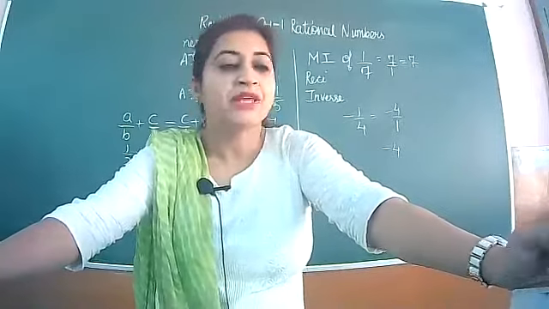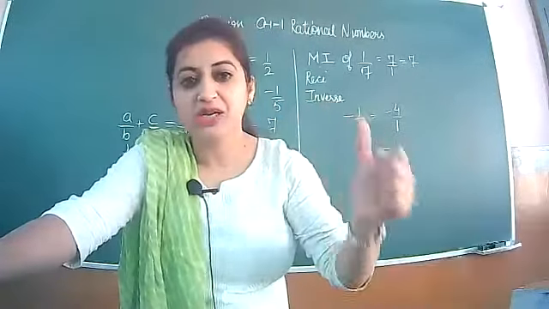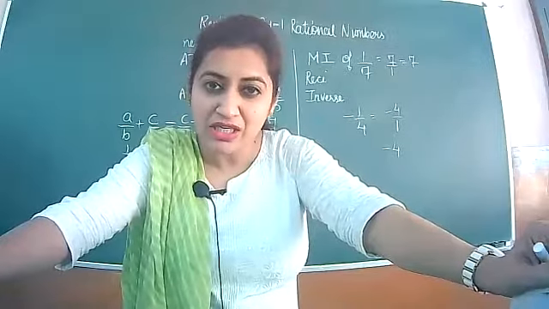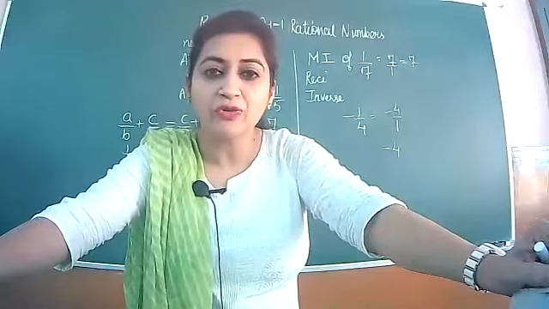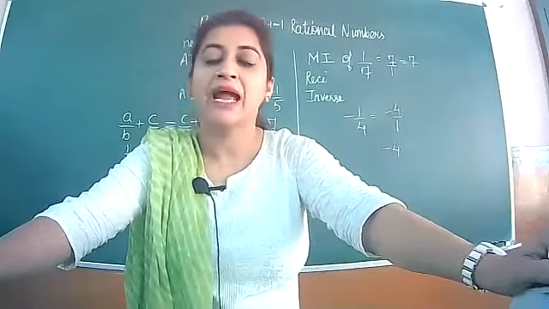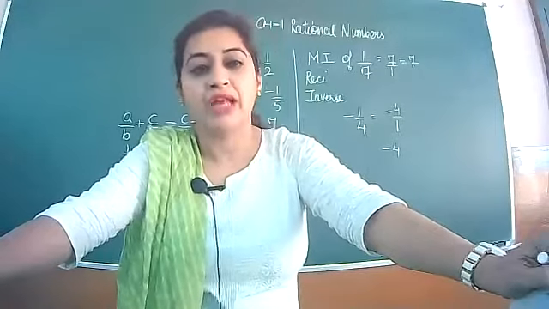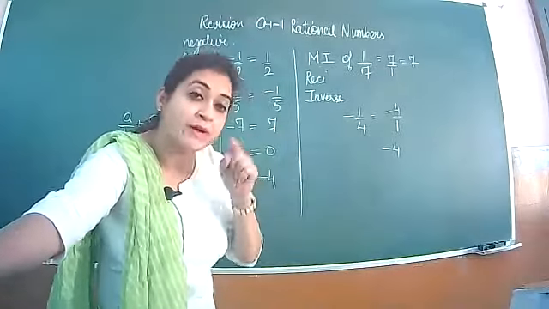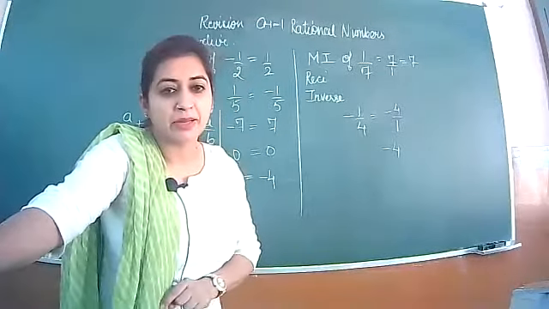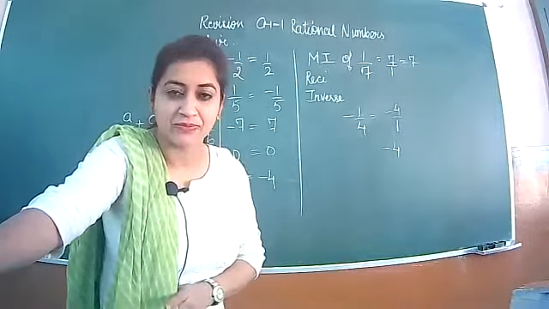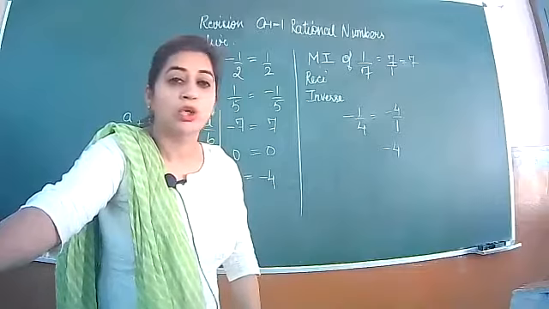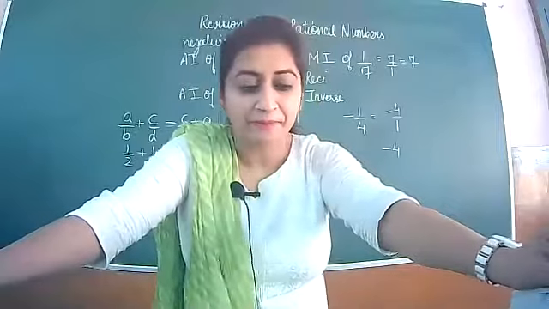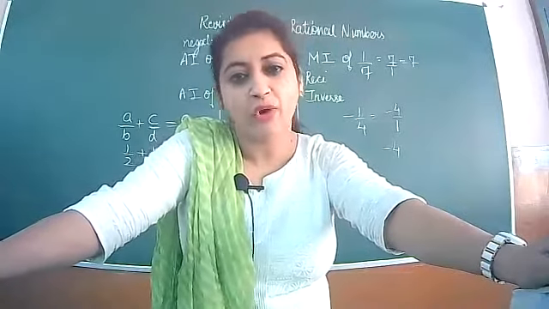But if you are talking about rational numbers, then the sum of two rational numbers will be a rational number. The difference of two rational numbers will be a rational number. The product of two rational numbers will again be a rational number. And the division of two rational numbers will again be a rational number. We can say that closure property holds for addition, subtraction, multiplication, as well as for division. This means that closure property holds for all the four operations. So this is the only property that holds in case of all the four operations.